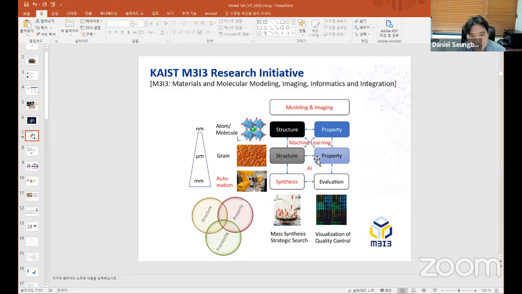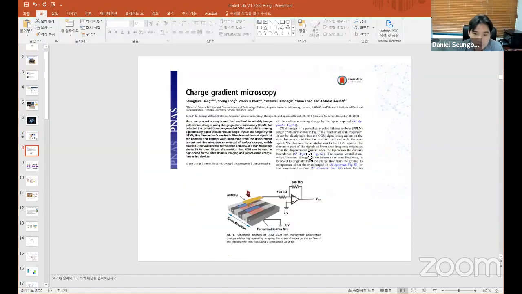So this was about our grand vision of M3I3. Now I'm going to narrow down my talk to piezoelectric energy harvesting and show you how materials imaging can help design better performing energy harvesters, particularly when we use ferroelectric materials. So let me move on to my paper that was published 6 years ago in Proceedings of the National Academy of Sciences of the United States of America.